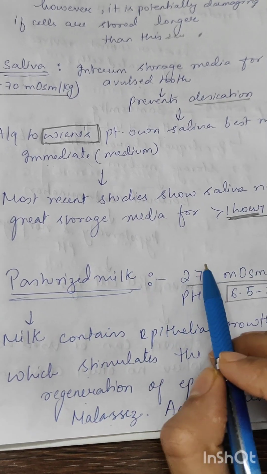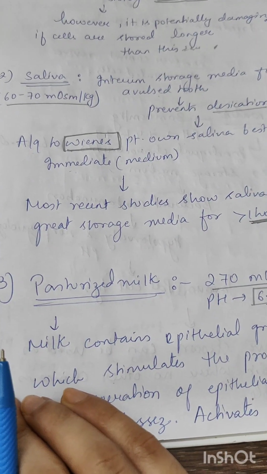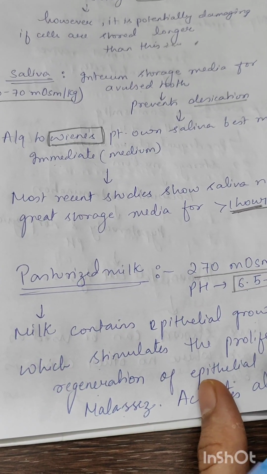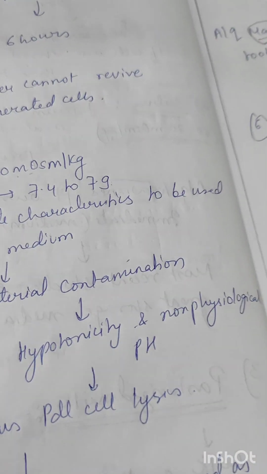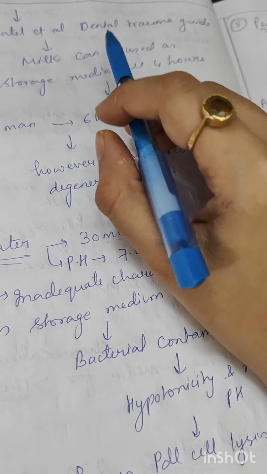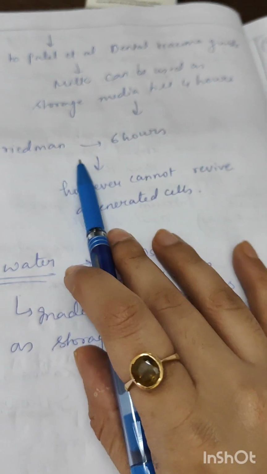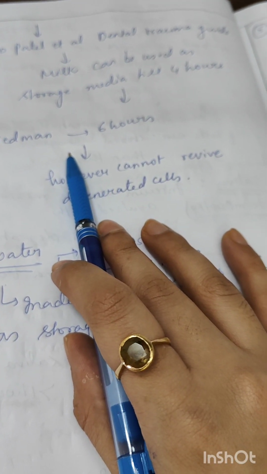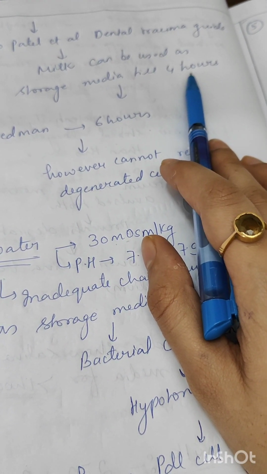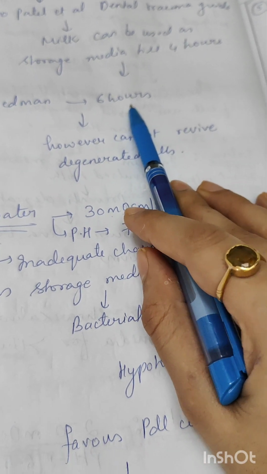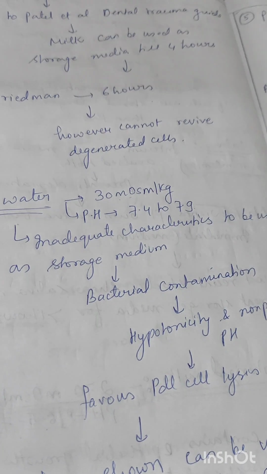Pasteurized milk, 270 milliosmolarity per kg, pH 6.5 to 7.2, is one of the best physiological media. It contains epithelial growth factor, which stimulates the regeneration of the epithelial cell rests of Malassez. According to Patel, the tooth can be stored for 4 hours in pasteurized milk, and according to Friedman, for up to 6 hours. However, it cannot revive the degenerated cells.